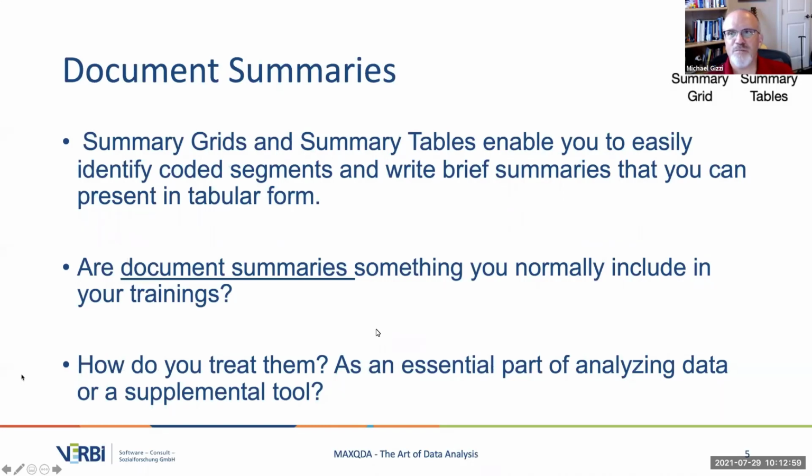So document summaries. When we're talking about document summaries, the two primary tools that we're looking at, of course, are the summary grid and the summary table, which enables you to identify coded segments and write brief summaries that you present in tabular form. You don't have to create a table. You can use the Summary Explorer. You can use MAXMaps with your summaries, but in general, I view the bulk of this tool as about using the summary grid and then creating a table from it.